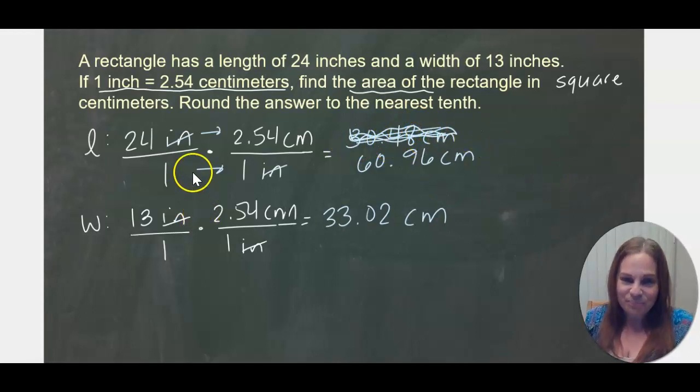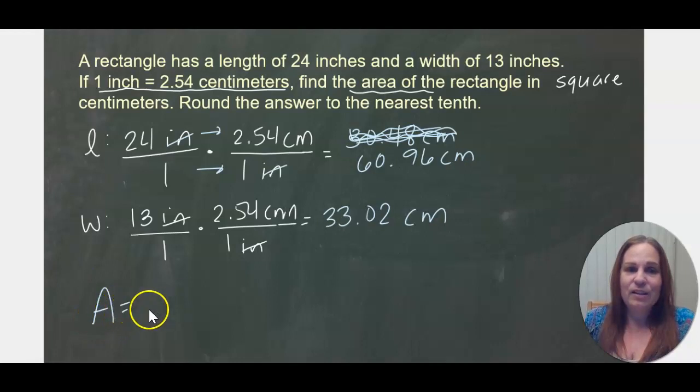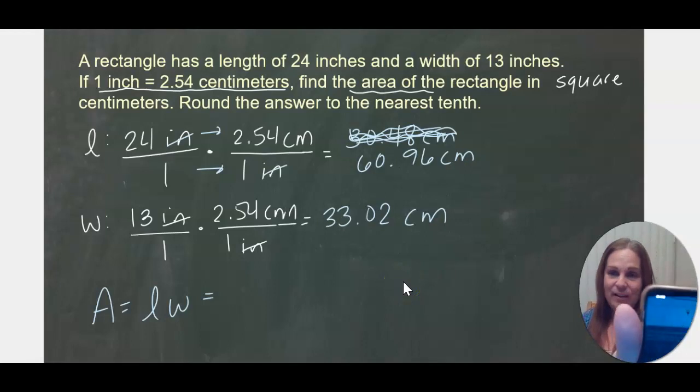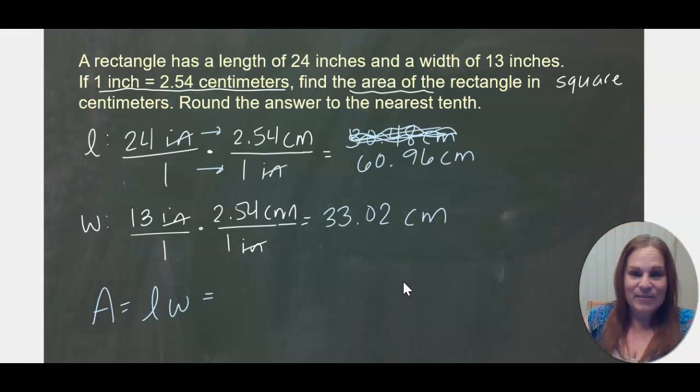User error. Okay, so now that we have the length and width, the area is just going to be to multiply those together. So I already have this one in my calculator because I had to redo it, times 33.02. Ooh, it's a pretty big number. And it says round to the nearest tenth. So I'm going to show you what I got.